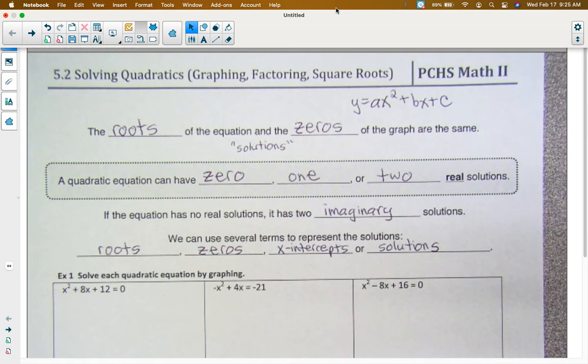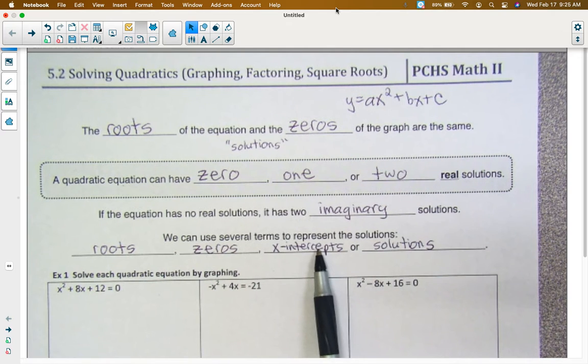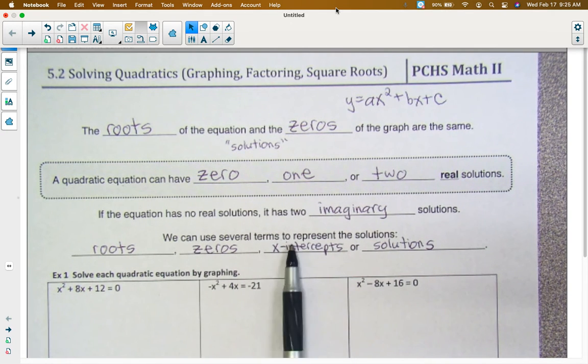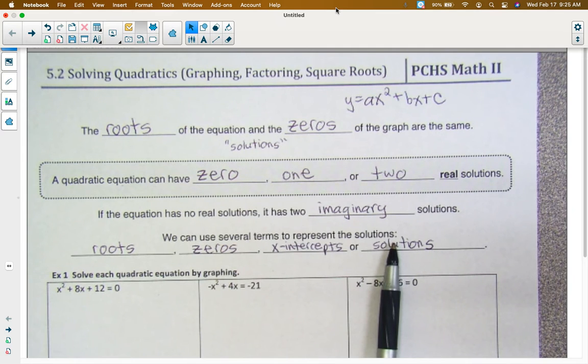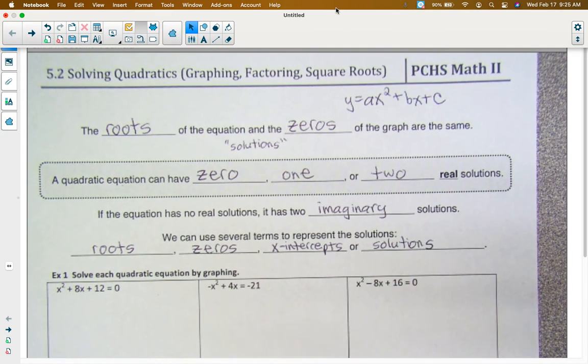One problem might say find the roots. Another problem might say find the zeros. Another problem might say find the x-intercepts. Another problem might say find the solutions. They all mean the same thing. So over the course of the next few days, I'll be showing you several ways to find the solutions. And today's way we're going to focus on graphing. If you're going to solve a quadratic equation by graphing, you're looking for where it crosses the x-axis.